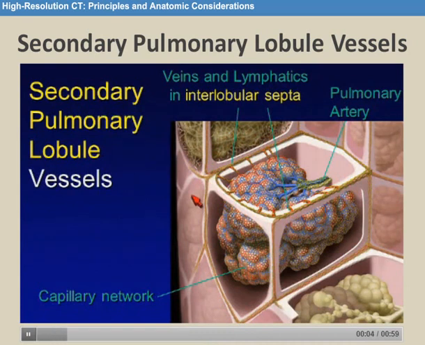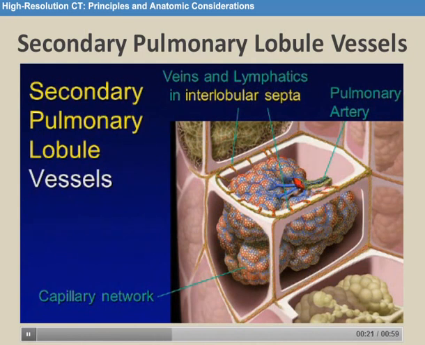Again, we're at the surface of the lung. We've opened up the lobule. We've removed now all that loose interstitium, and we're looking now at the vessels that supply the secondary pulmonary lobule. You can see the blue pulmonary artery here with its paired airway. This would be a small lobular airway coming into the center of the lobule.